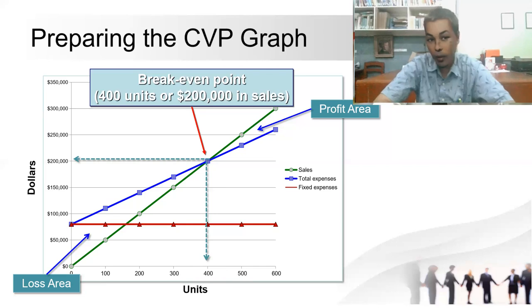So if we sell any number of units between 0 to 400, for example, we had 80 units sold.